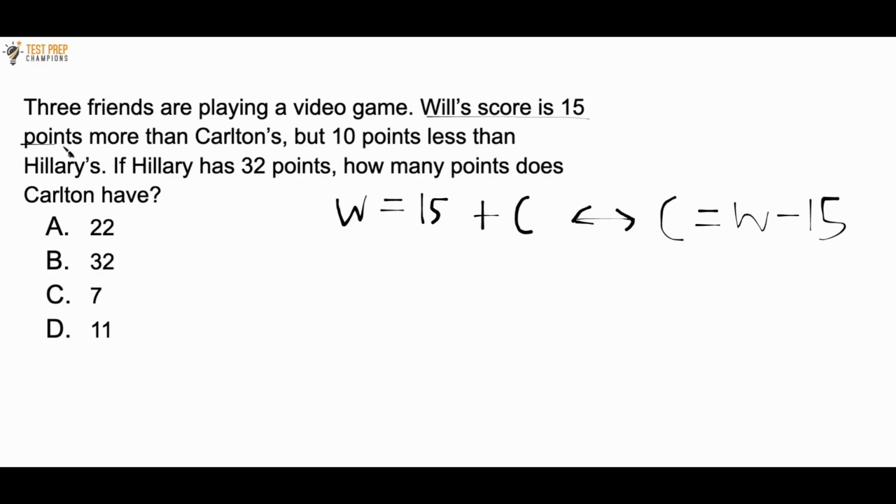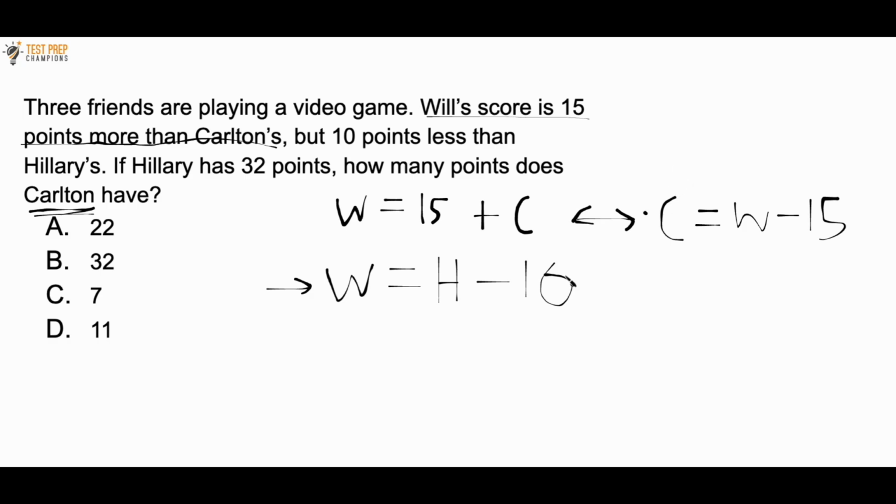Now, what does the second bit of information tell us? Well, it says Will's score is 10 points less than Hillary's. So we can say W equals H minus 10. And what we're really trying to find here is Carlton's score, right? Or how many points does Carlton have? So what I want to do here is start with this equation right here, this W equals H minus 10. And I want to find out how many points Will has. And then I'm going to use that to figure out how many points Carlton has.